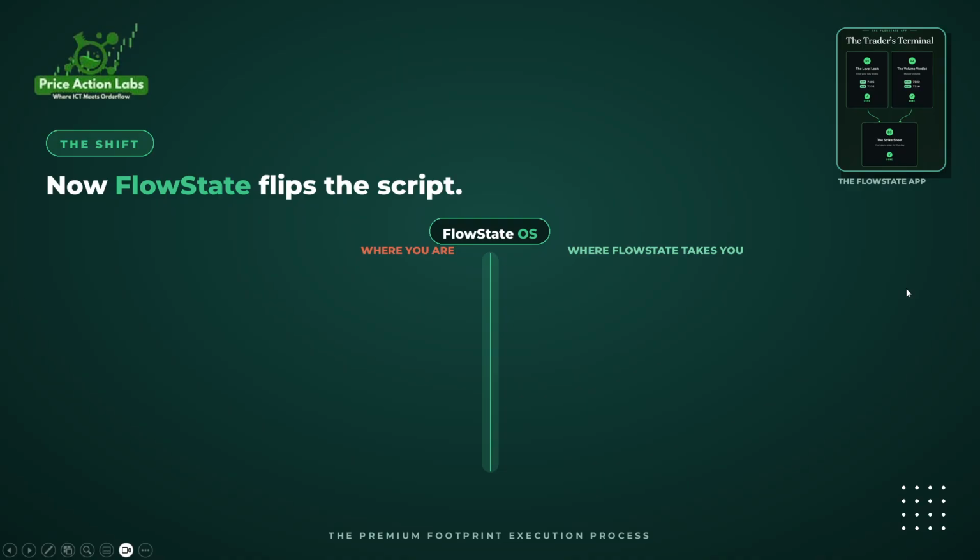Okay. So what flow state does, or specifically what the premium footprint execution process does, is it flips the script on all of these issues. And this is how it does it.